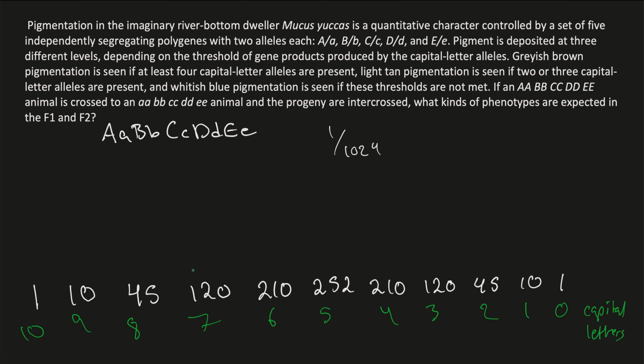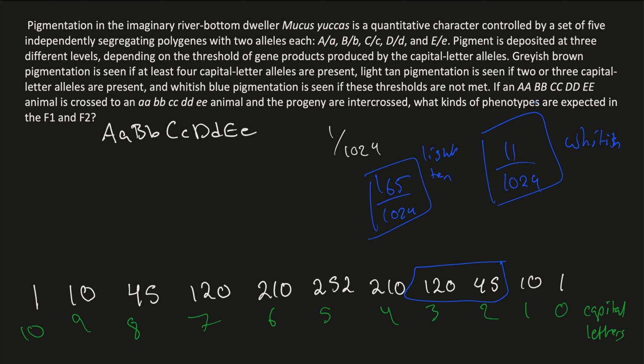Now, one way to do this is just look at essentially, oh, if we want to see a white pigmentation, we have to have less than 2 capital letters. So essentially, we have the probability of 0 capital letters and 1 capital letter, which is 11 out of 1024. These numbers add up to 1024 essentially. So that's for our whitish. Now, for our light tan, we have 2 or 3 capital letters, and 2 or 3 is 45 and 120 add up together, which is 165 over 1024. And so this is for our light tan.